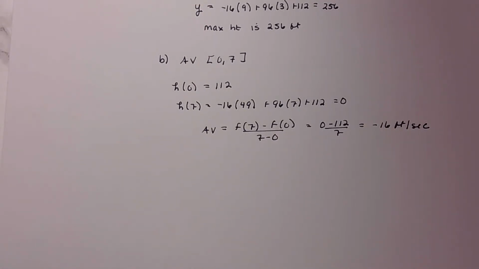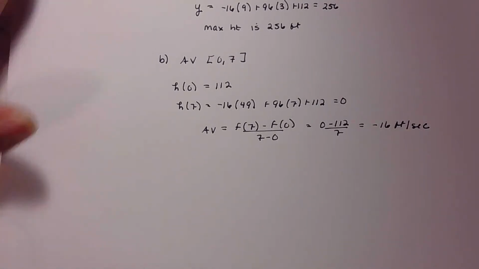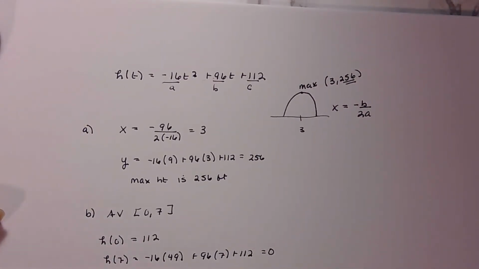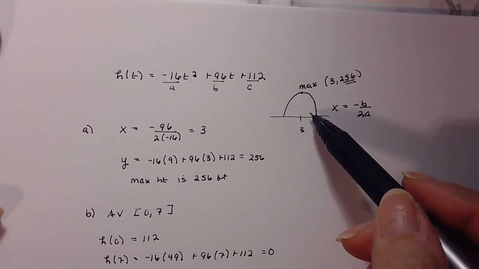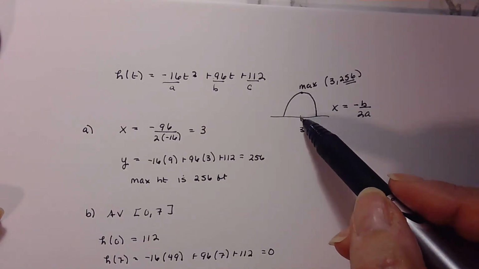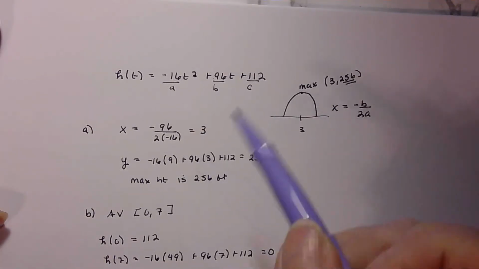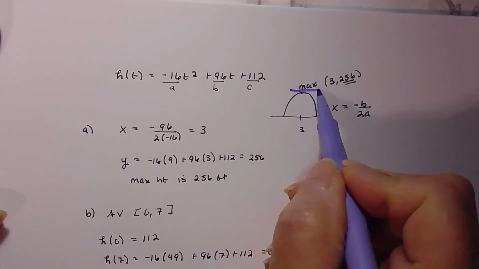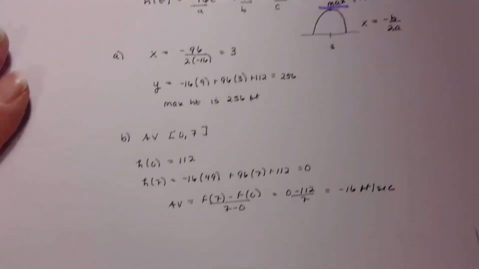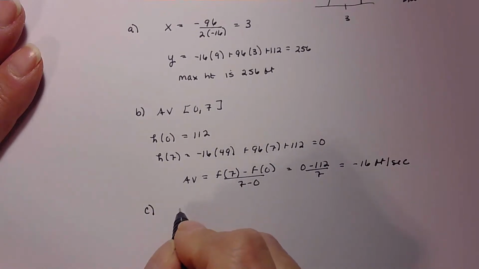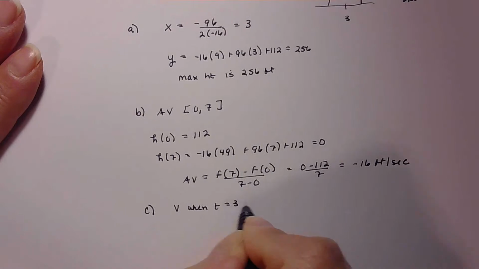Now, we want to find the velocity of the ball at t equals 3. Well, again, if you realize what a quadratic looks like graphically, it's a parabola opening down. And remember the fact that at t equals 3, that's where your maximum height was. Well, all you have to do is draw a tangent line at t equals 3, and we see that its slope is 0. So for part C, all I have to say is that the velocity when t is equal to 3 is 0.